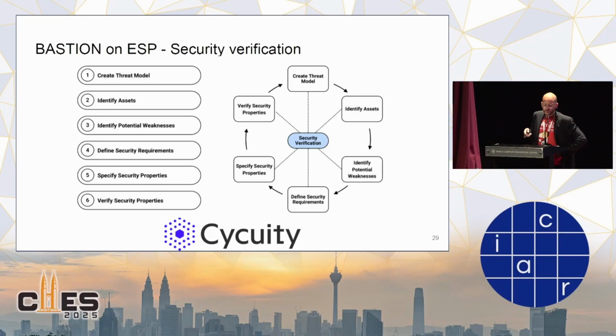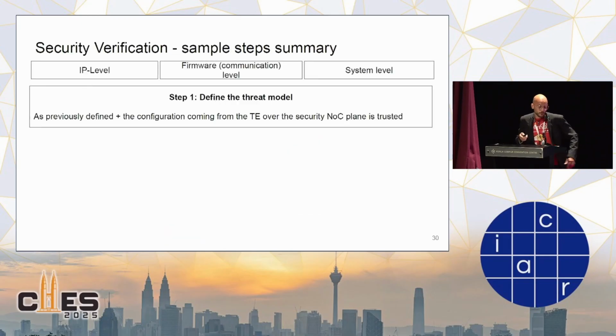Okay, moving now to the security verification flow that we have for Bastion. So the first part was design, and right now we have the security verification. We aim to provide a security verification flow, and this is the 6-step verification flow that we use for Bastion. We use the CHES tool for information flow traffic verification. We have security verification on 3 different levels: IP level, firmware level, and system level.